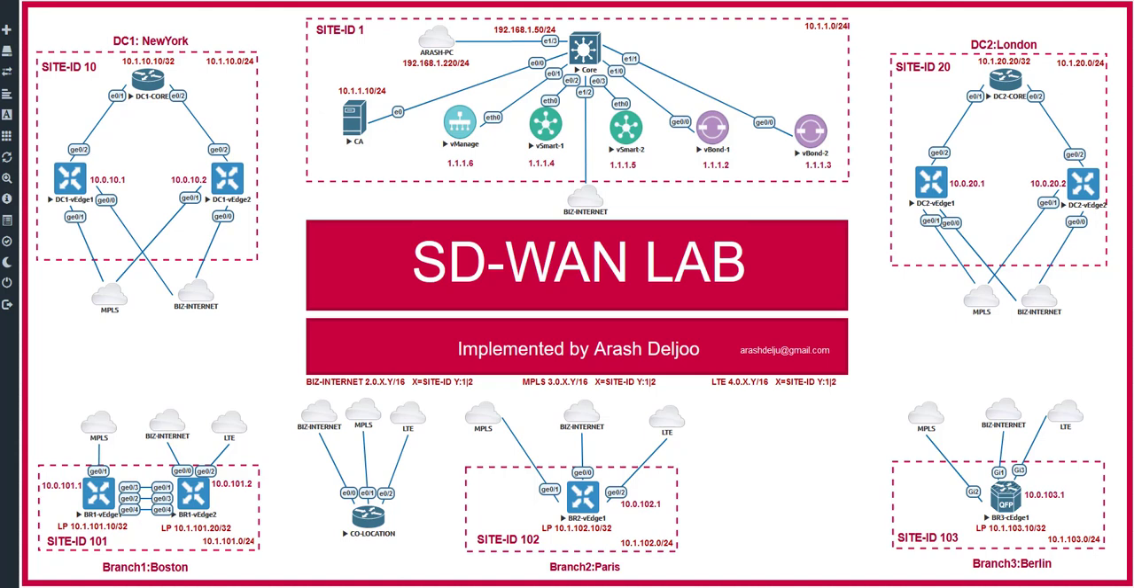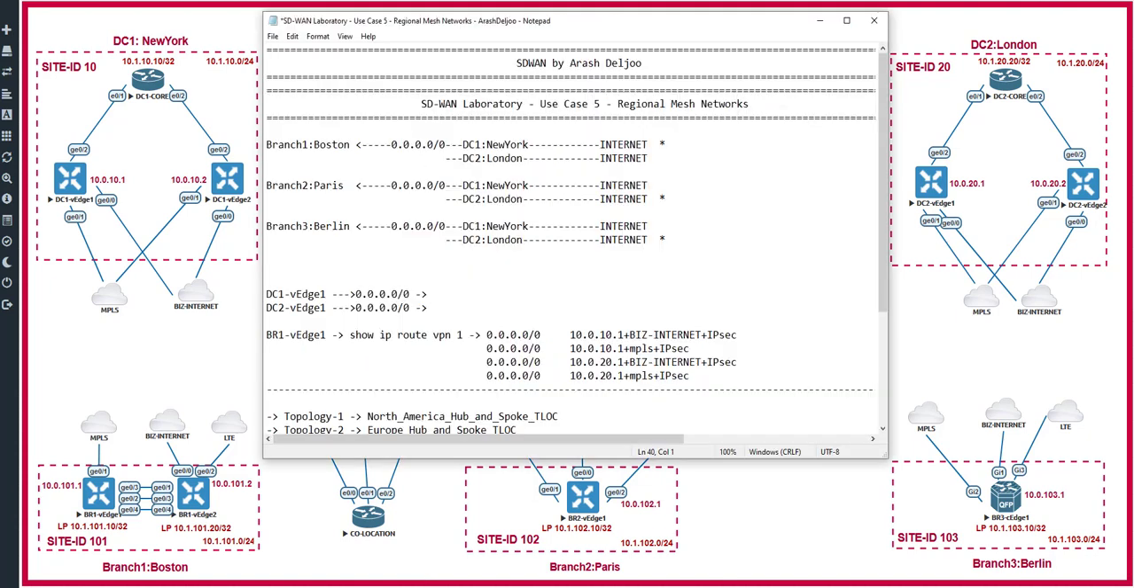In this video, I'm going to talk about the next use case, use case 5 of the centralized control policies. Actually, in this video, we will learn about the regional mesh networks. First, let me explain what should happen, and after that, how we can implement it. The name of this use case is regional mesh networks.